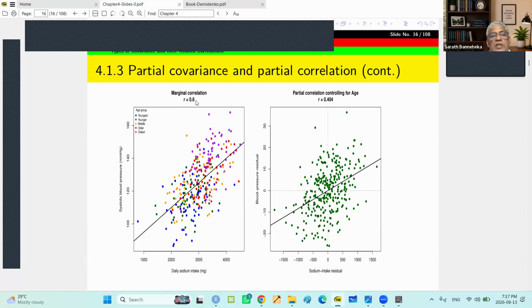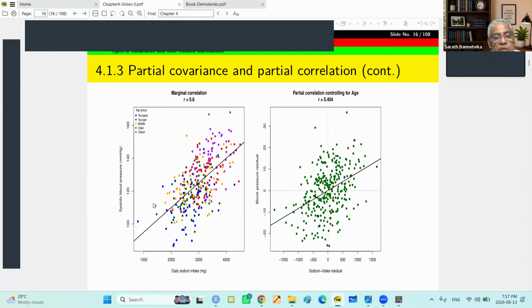And then what I did was I regressed both X and Y separately on Z, and then took the residuals. And then this is the residual Ry versus Rx. And in that case, the correlation coefficient is approximately 0.4.